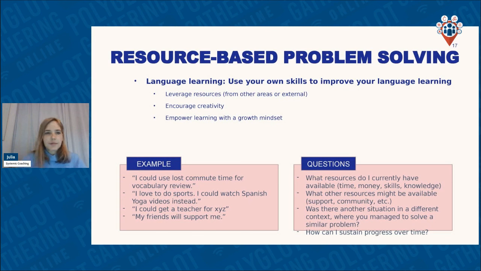Lastly, we have resource-based problem solving. As I said, systemic coaching believes that you have the right resources, which you could leverage, just maybe in a different area.